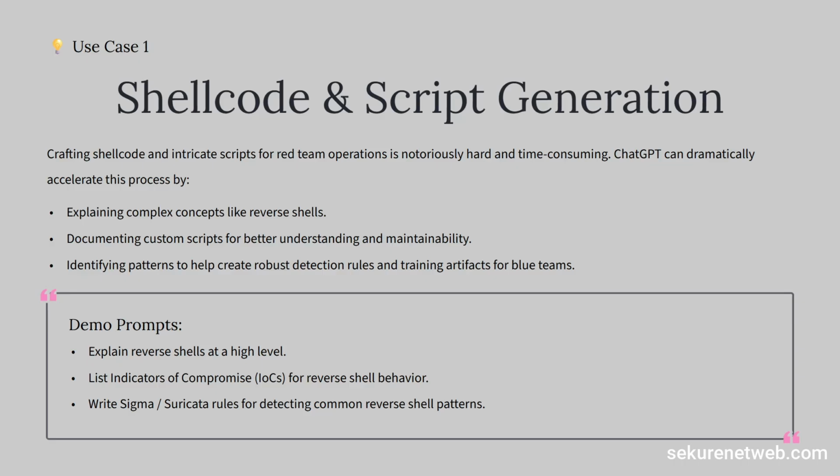Our first hidden use case is how ChatGPT can help generate shellcode and custom scripts for penetration testing. Shellcode is a critical part of any penetration tester's toolkit as it allows us to execute payloads on a compromised system. Writing shellcode manually can be time consuming and complex, but ChatGPT can generate functional shellcode quickly, which helps save time during engagements and allows us to focus on other aspects of the test.